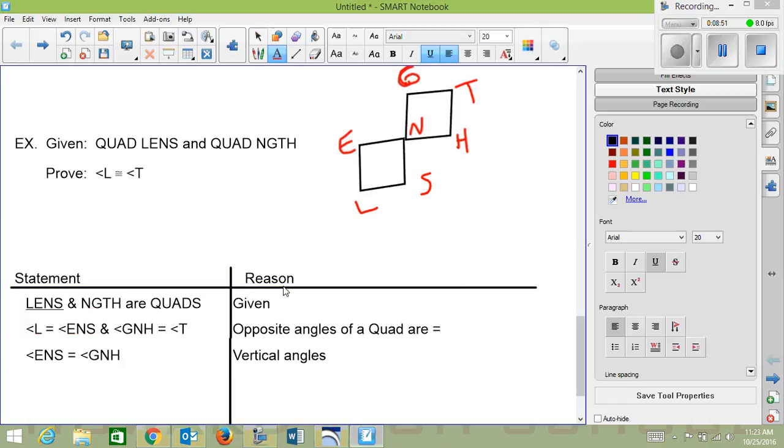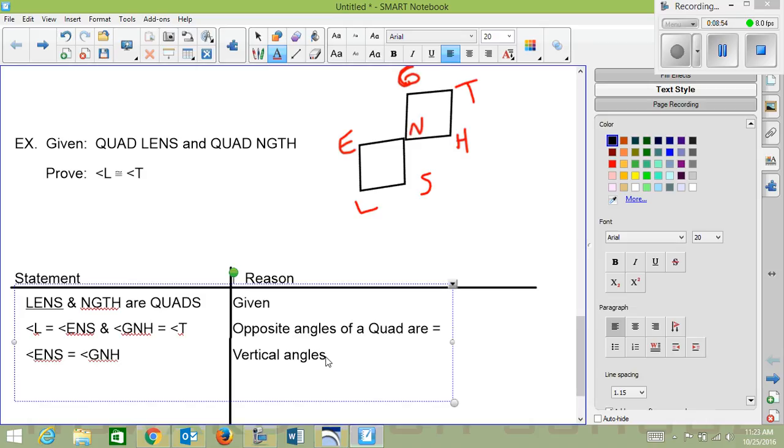For my last step, I can say that angle L is congruent to angle T, by the transitive property of congruence. Here I have proven that L is equal to ENS, so this one equals this one because opposite angles of quadrilaterals are congruent. Then I proved that this one equals this one. Therefore, this one has to equal this one, that's the transitive property. Bring this knowledge with you, and we'll talk about it more the next time I see you. Have a good night.